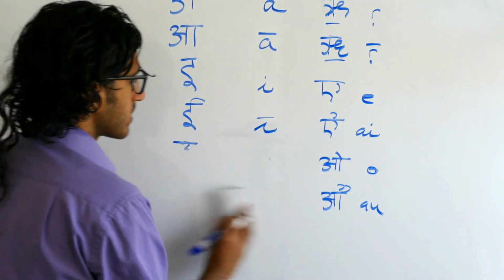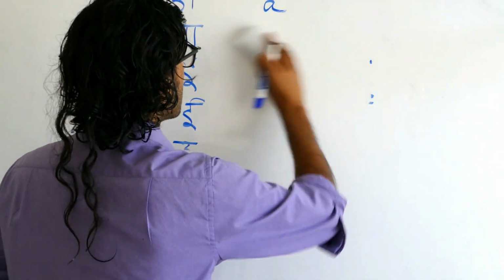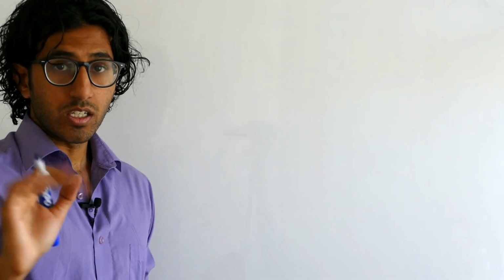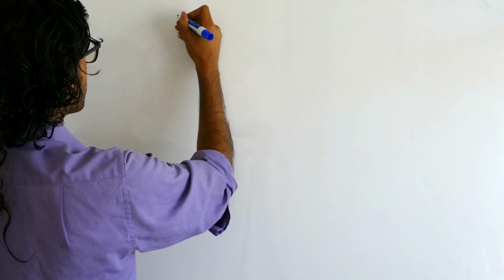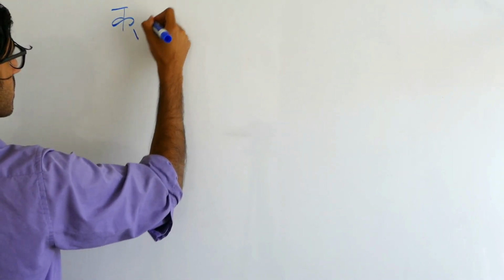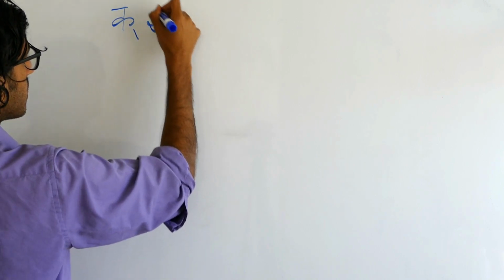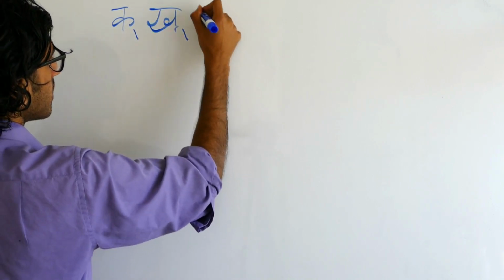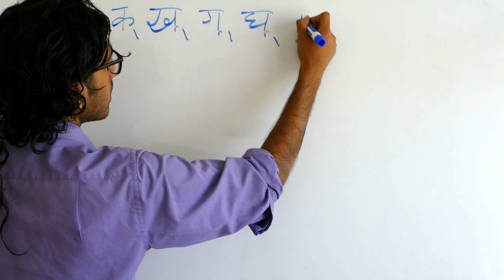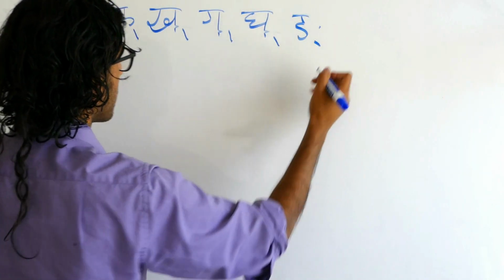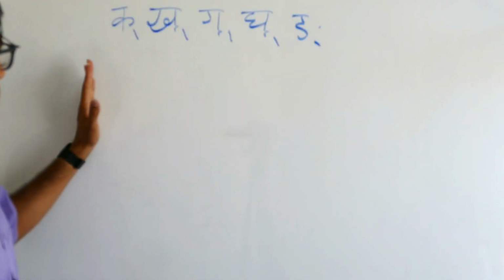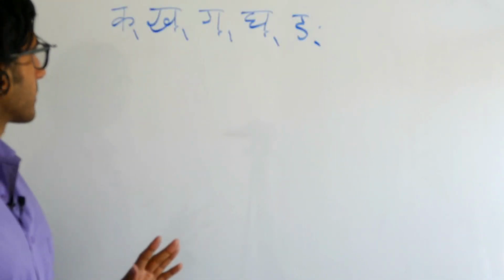Now we'll go over the consonants. If you remember, the first row is the gutturals. So we have, right here, let's write it here. Ka, kha, ga, gha, and ṅa.